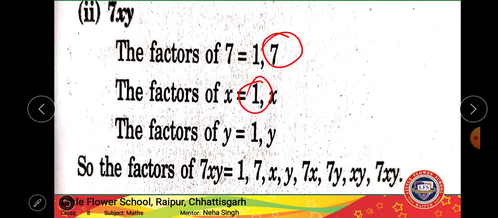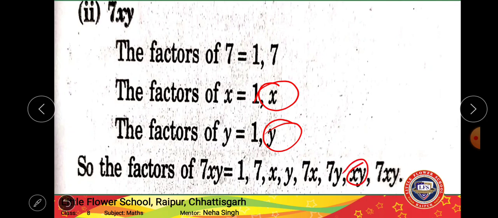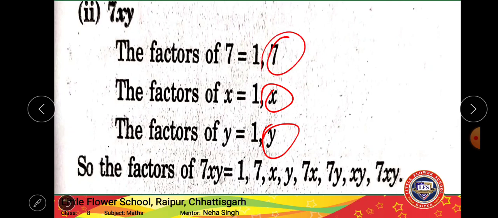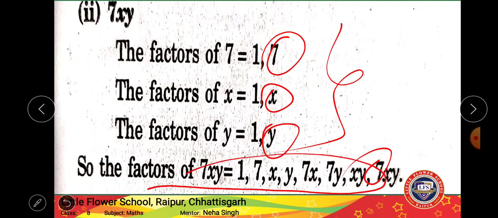7 multiplied with 1 will be 7, which I have already written, so I will not write it again. 7 multiplied with x is 7x, which is not written, so I will write 7x here, right? Then 7 into y, 7y, then x into y, xy, right? Then x into y into 7, so 7xy. All the three terms multiplied with each other, right? So the total factors of 7xy are these.